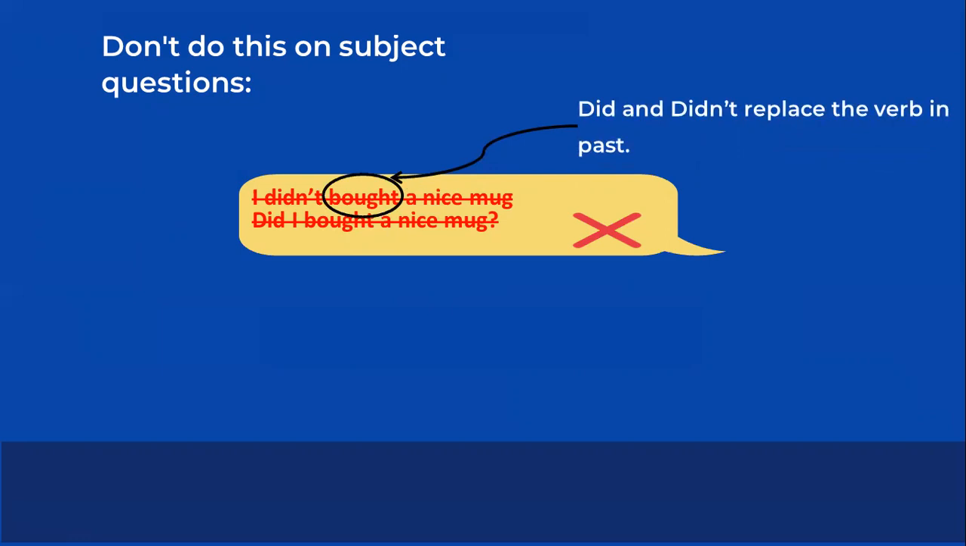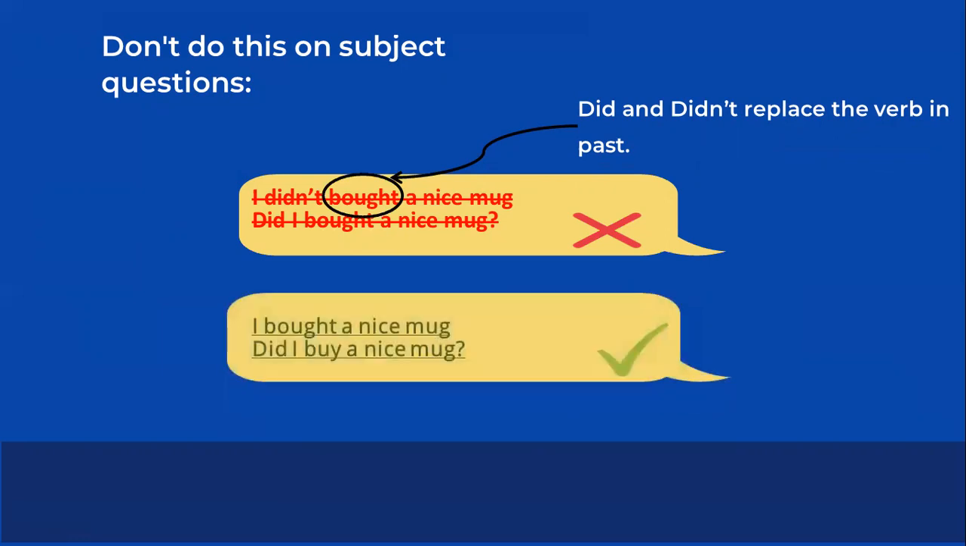Did and didn't replace the verb in past. So the verb bought, which is buy in past, has to change. And this is the way how you change it. I bought a nice mug. Okay. Did I buy a nice mug? What is the difference? That you take the auxiliary, which is didn't, because it's not necessary.